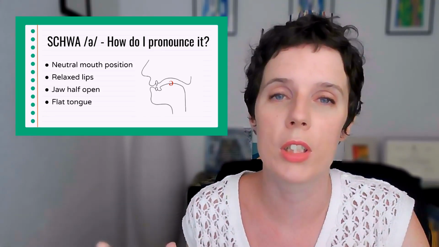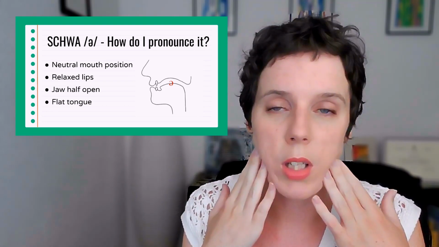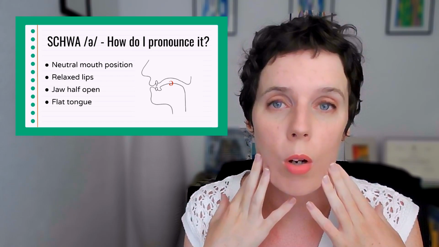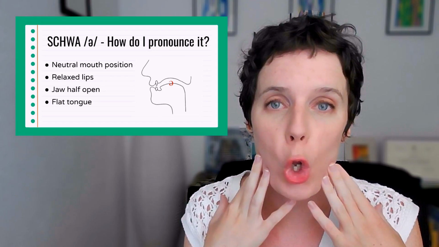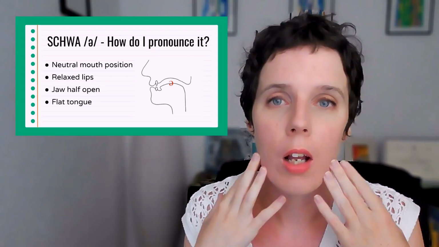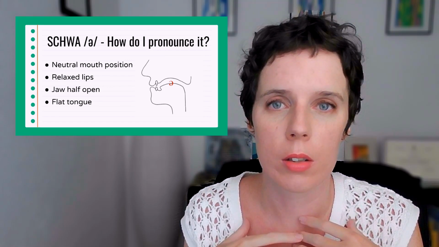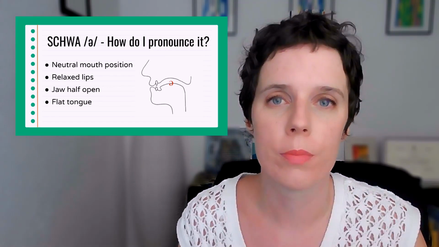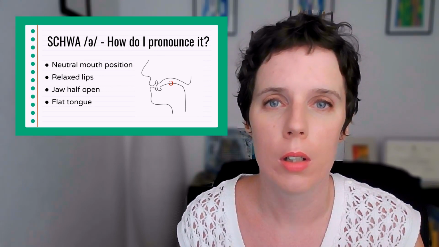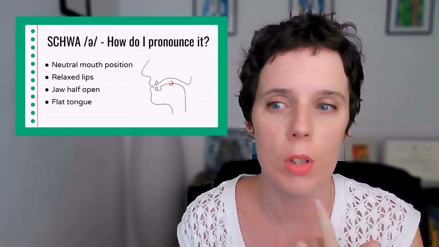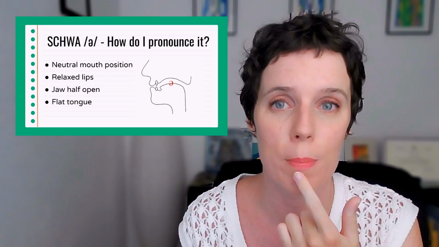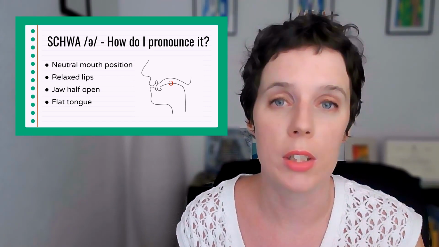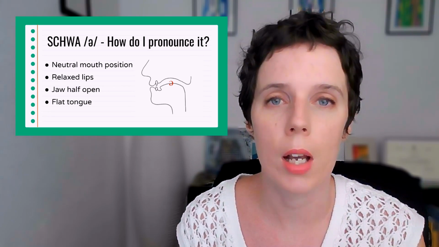So how do you pronounce it? Okay, so first of all, your mouth needs to be in a neutral position, so it's not open, it's not rounded like this, it's not smiling, it's just neutral like this. Okay? So your jaw is kind of half open, so this is the position you want, okay? Half open jaw, relaxed lips. Again, my lips aren't smiling, they're just normal, and my tongue is flat.